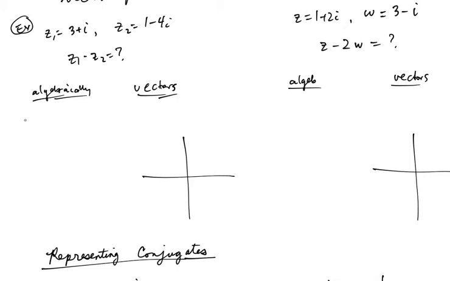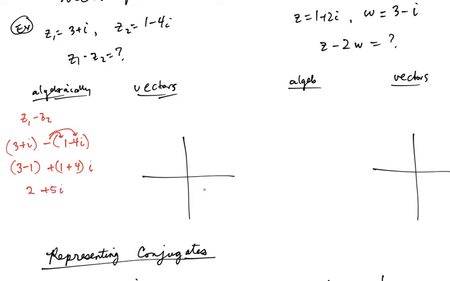Algebraically, what would this look like? This would be z1 minus z2, so z1 would be 3 plus i, and if I were to subtract z2, that would be 1 minus 4i. Remember that when we're doing operations on complex numbers, we add real parts together and imaginary parts together. We can combine those. So we would do 3 minus 1, since we'd have to distribute this minus sign here, and the imaginary parts would be added together, so we'd have plus 1 plus 4i. I would factor the i's out here, so this would become 2 plus 5i.